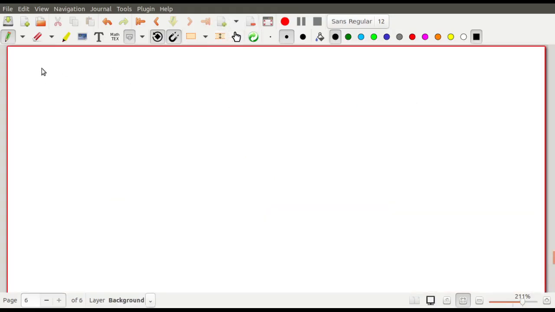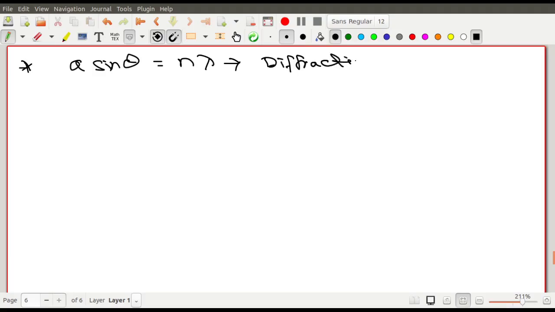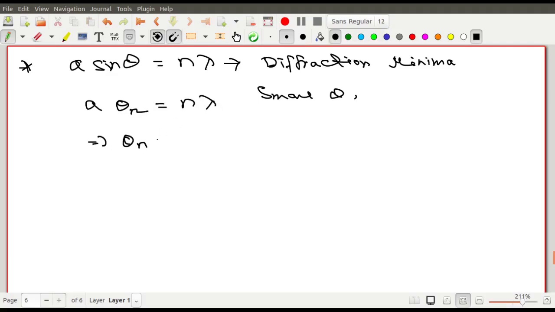So one more thing I would like to discuss over here. I make a remark. Suppose a sin theta equals n lambda. This is the condition for diffraction minima. For small theta, if I take theta to be small, I can write a theta n, just for simplicity, that is n lambda. So theta n is equal to n lambda by capital A.